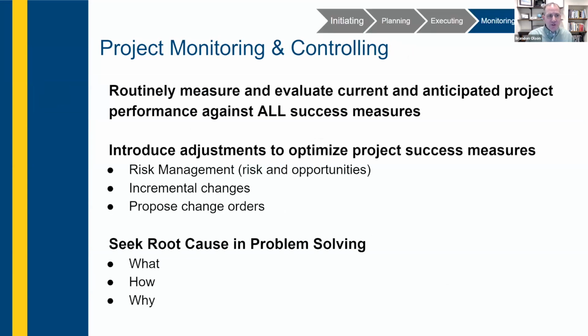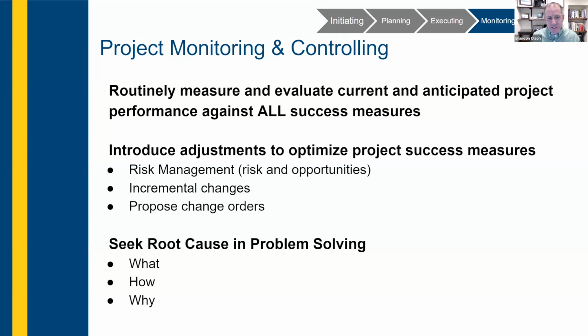So in the monitoring and controlling, we're going to be routinely measuring and evaluating our current anticipated project performance against all success measures. Typically we are measuring this against our scope, schedule, budget measures, but we're going to take a look at all value propositions. And then, as part of the controlling, we're going to be introducing adjustments to be able to optimize project success measures. So we're going to be evaluating risk management and opportunities. We're going to find ways that we can increase the value if we do something different in the project. We're going to introduce incremental changes, and we're going to be doing this through proposing change orders.